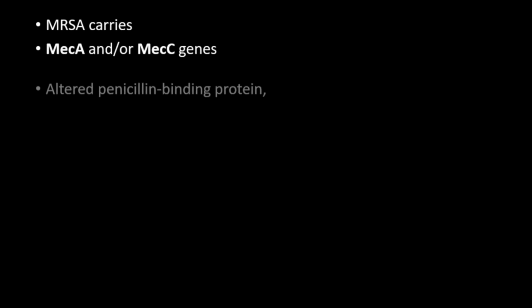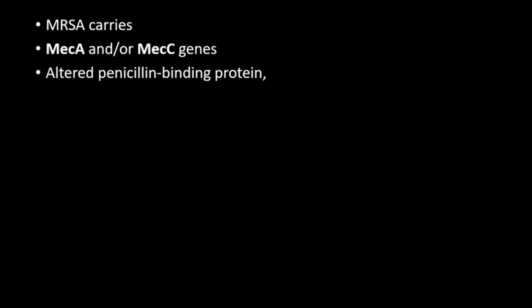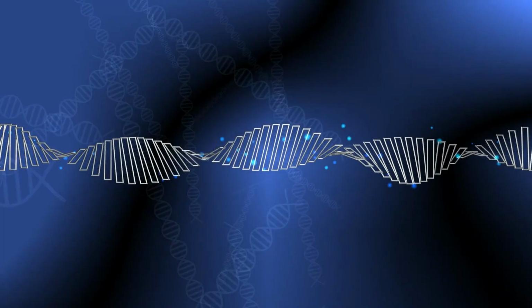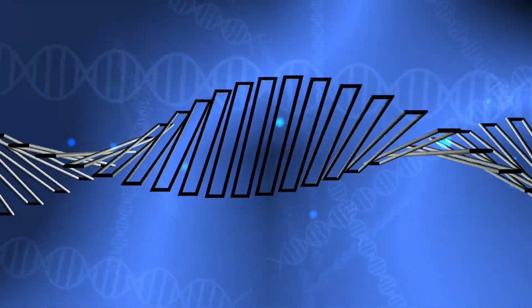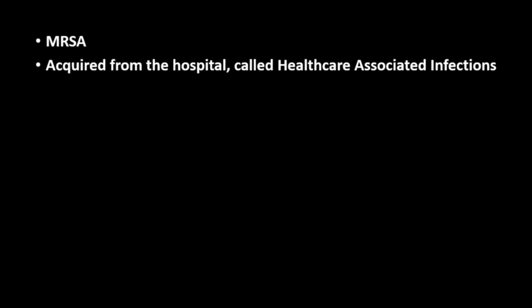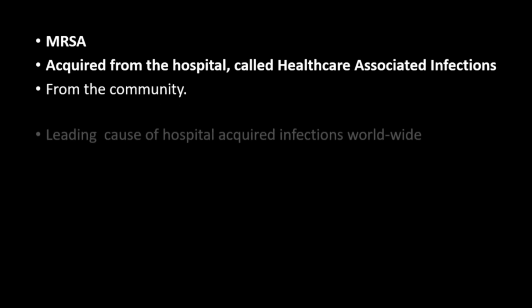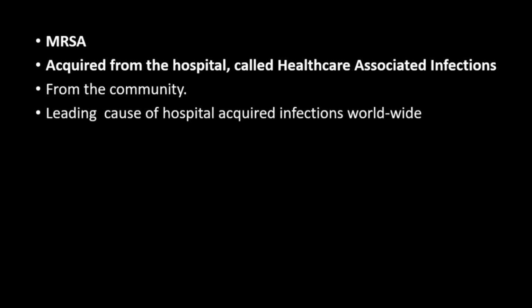MRSA carries the genes mecA and mecC, which produce an altered penicillin-binding protein called penicillin-binding protein 2A. This protein blocks nearly all beta-lactam antibiotics from working, making MRSA a serious therapeutic challenge. MRSA can be acquired in the hospital, called healthcare-associated infections, or from the community. MRSA is the leading cause of hospital-acquired infections worldwide and continues to spread globally, making its detection and control critical.